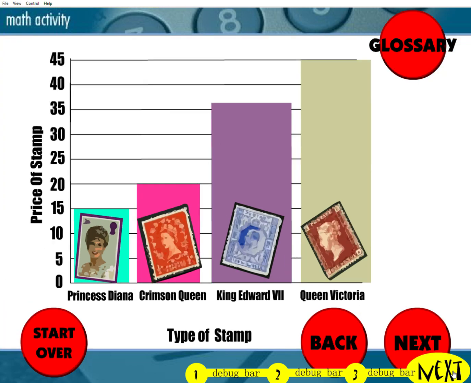Okay, kids, here's something that we haven't yet run across. Notice how the price for the King Edward VII. Let's look at this graph. According to this, which stamp could we buy?